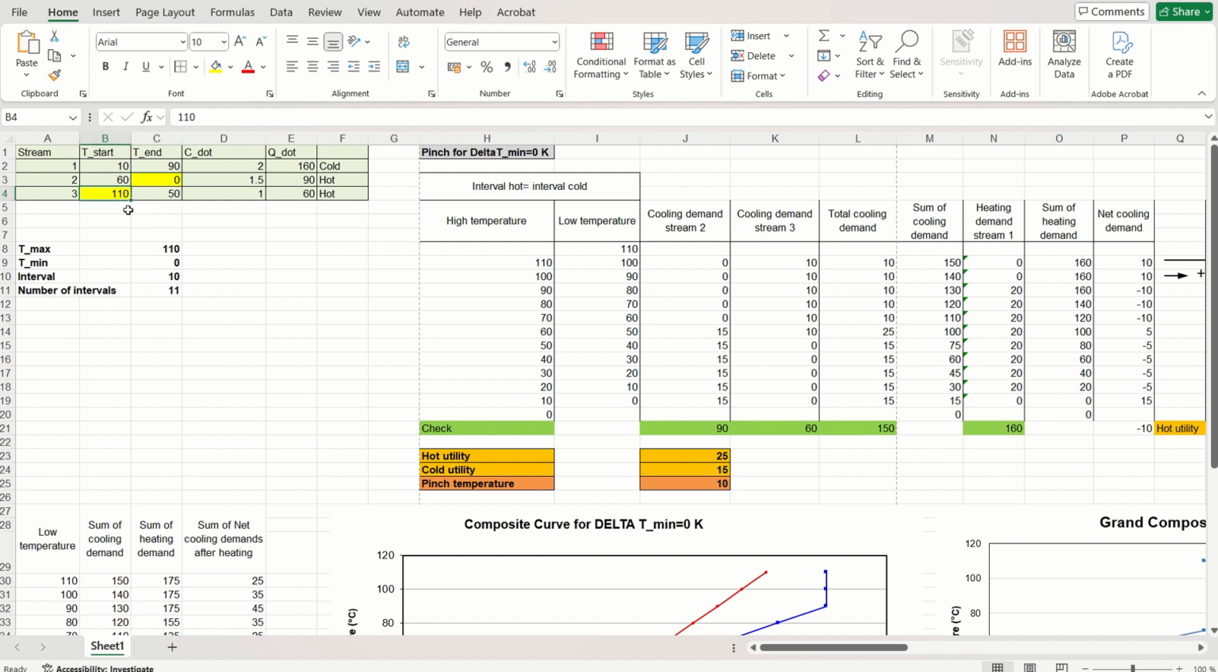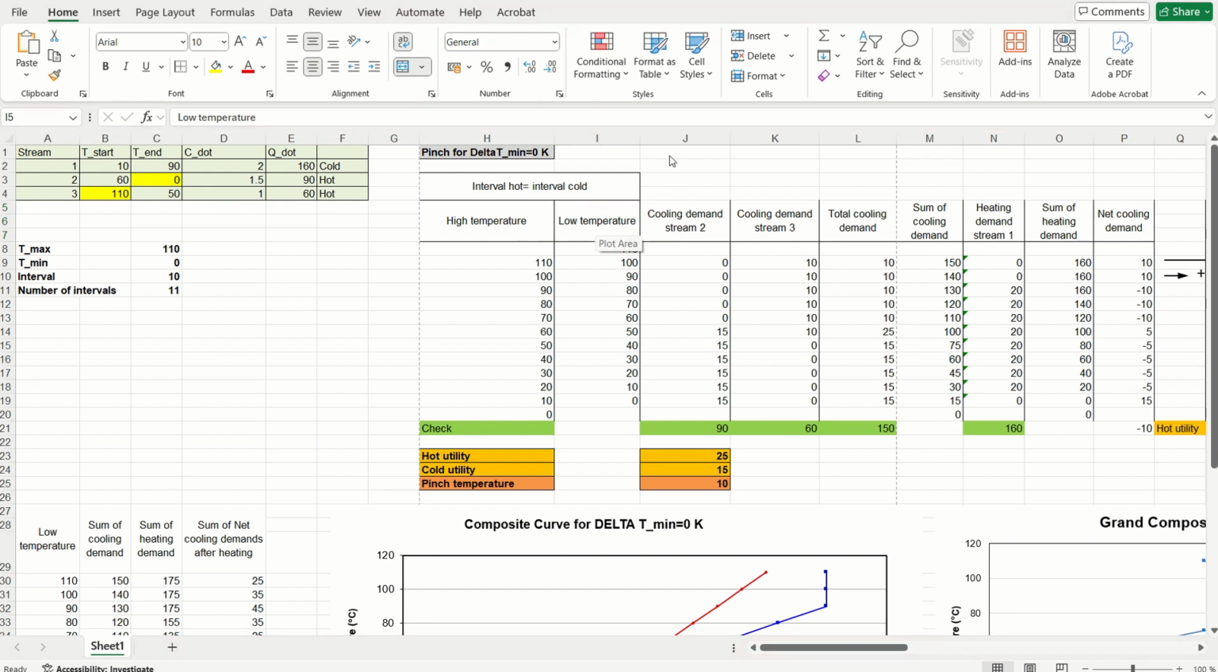In our case, we have 110 and 0 degrees for another process stream. So now we found the temperature range of our process streams, which is 110 and 0 degrees Celsius. And here we have high temperature and low temperature terms, which are nothing but the start and end temperatures of those process streams, and it has a temperature interval of 10 Kelvin among them, but it does not represent the minimum temperature difference in the heat exchanger. It's just to show the start and end temperature of the process streams.